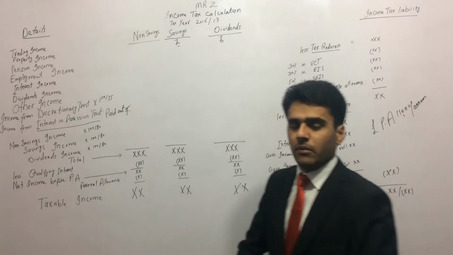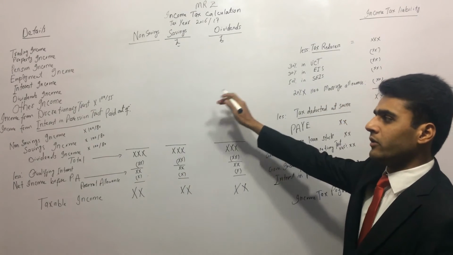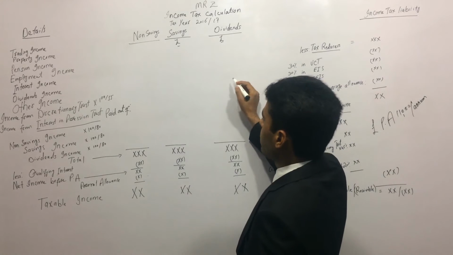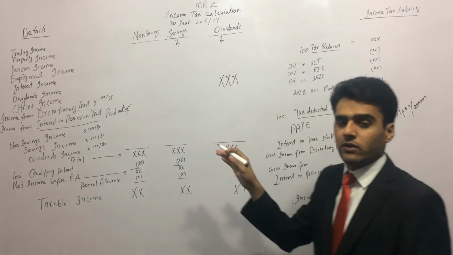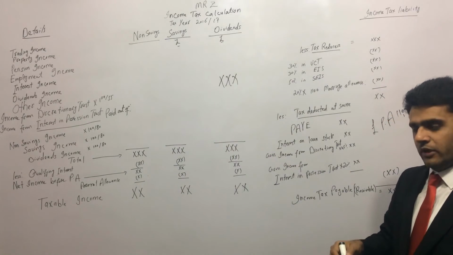Now dividends income will go into the dividend section. So dividend will go into the section of dividends. So go ahead and put the dividends here. X means the amount. So whatever the amount will be, we'll put the dividends here.